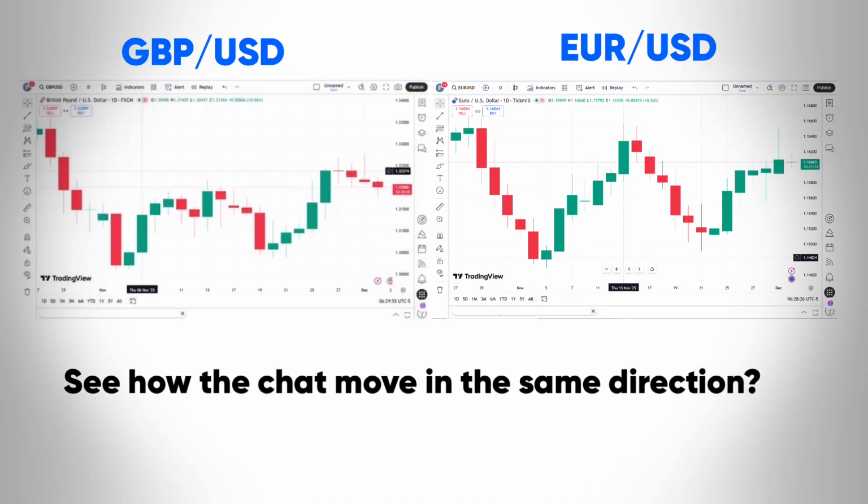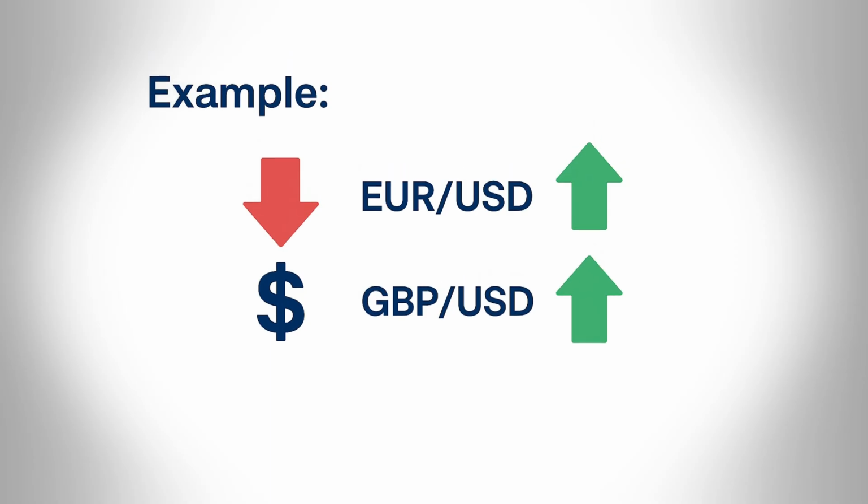Some currency pairs have strong correlation, often because they share a strong connection, like a common currency. For example, Euro USD and GBP USD. These two currencies often move in the same direction. This is because both currencies have the US dollar as quote currency. When the USD weakens, Euro and GBP rise together.